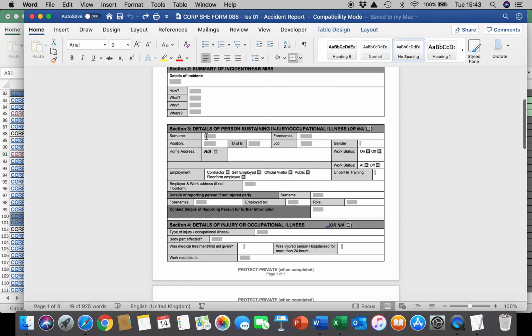Section 3, surname of the person, the injured party. Forenames, position. So were they an operative? Are they a floor tiler, whatever? Date of birth, and what their job is. Gender, male or female. Home address goes in there, or not applicable. Work status, were they actually at work or were they off work? So again, it could have been they actually knocked off work and they're just leaving the site.